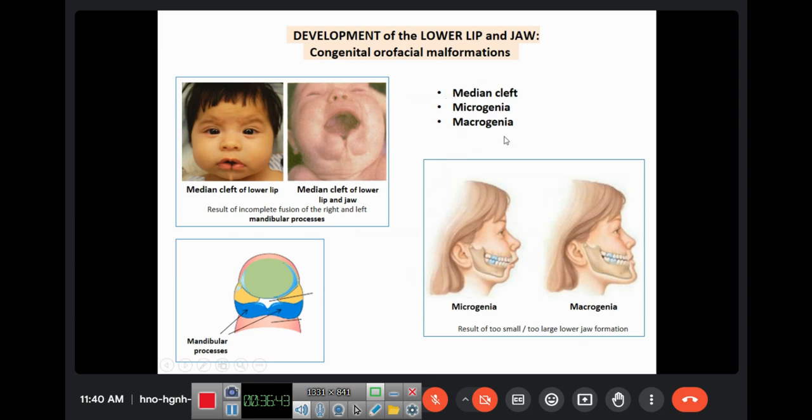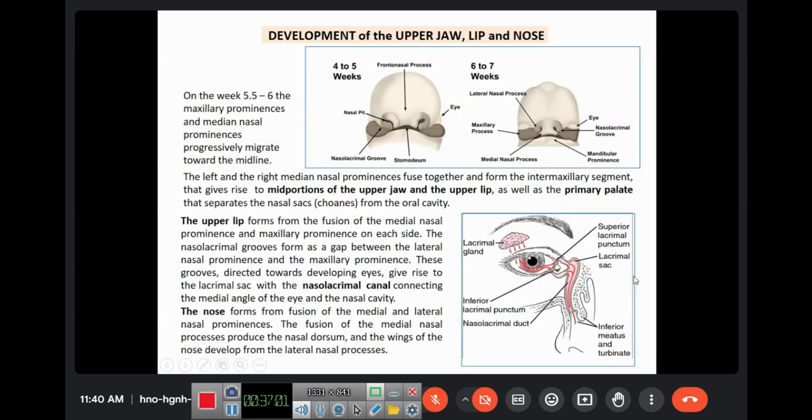Micro and macrogenia is the result of too small or too large lower jaw. So micro means too small lower jaw, and macro means too large lower jaw. Next, development of the upper jaw, lip, and nose. The upper jaw, lip, and nose develop as the result of fusion of paired maxillary processes, paired lateral nasal processes, and paired medial nasal processes.